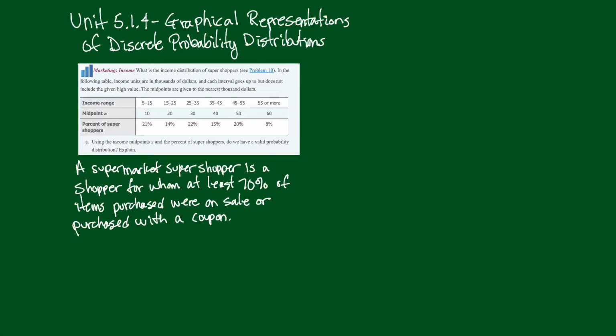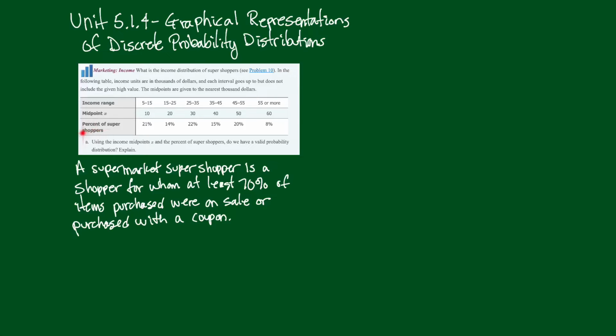Let's just take a look at what we've got here. Now these are the income distributions, right? So these are in thousands of dollars. So I guess $5,000 to $15,000 in that range. So that's your income. The midpoint is $10,000, and 21% of people in this income range are super shoppers. People that make between 35 and 45,000 annual income, I suspect the midpoint is 40. Well, 15% of those people in that range are super shoppers.